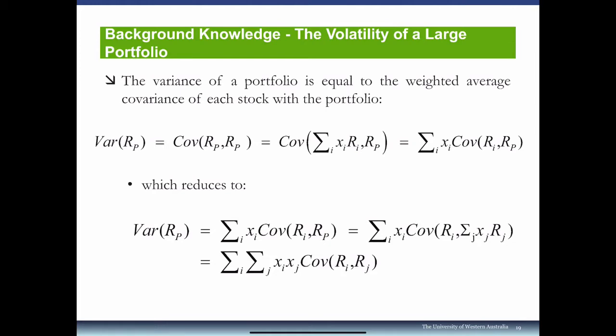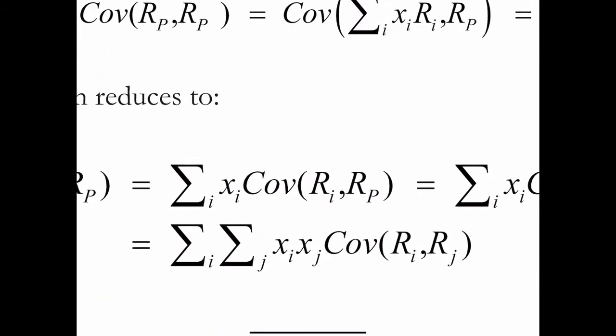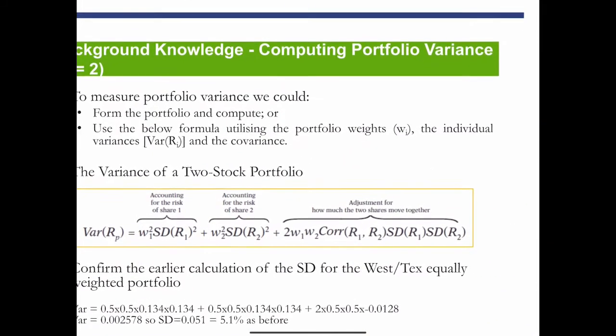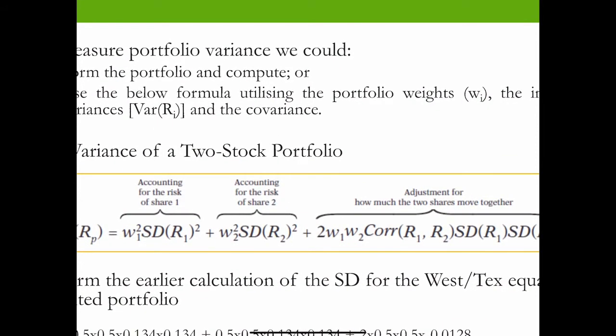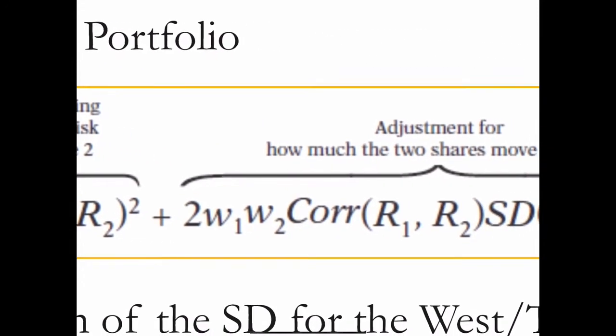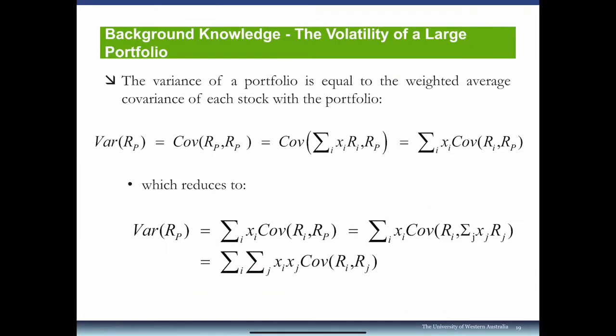And so if you struggle to see how this formula, variance of RP equals XI times XJ times covariance of RI, RJ, can be linked to this formula over here, just remember that if I and J both equal 1, the covariance of 1 and 1 becomes just the variance. So that's just the variance term of 2 weight times 2 weight times covariance, so those two formulas are equivalent. But you can think about the variance as just reduced to the covariance of different stocks.